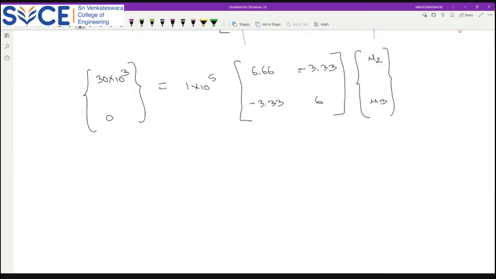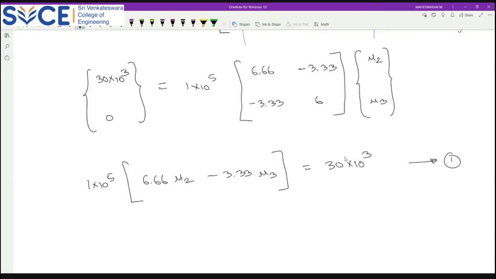So I will consider the first term. 1 into 10 power 5 is common, I'll take that out. Remaining is 6.66 U2 minus 3.33 U3 is equal to 30 into 10 power 3. This is equation 1.